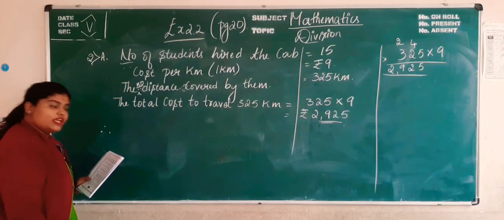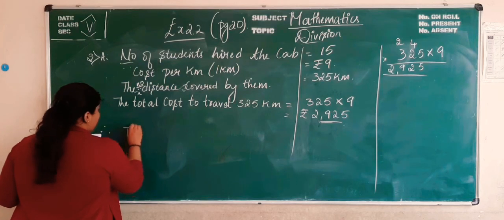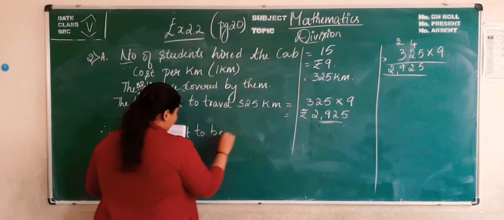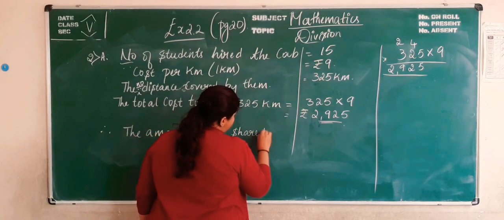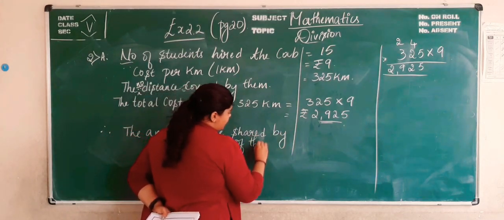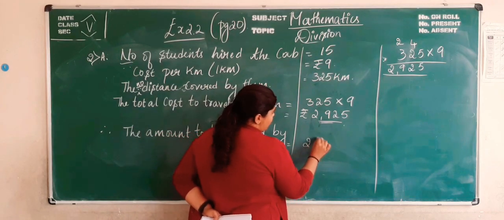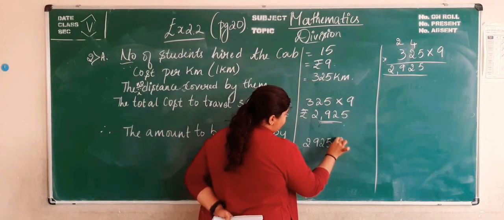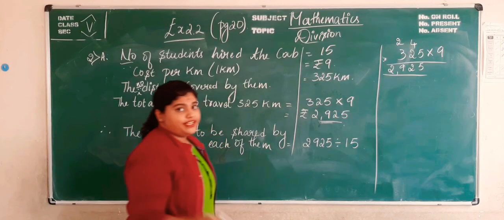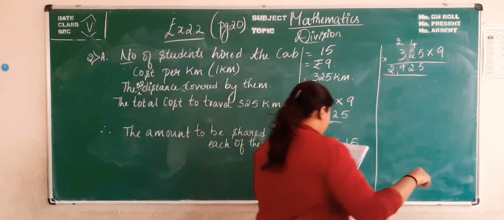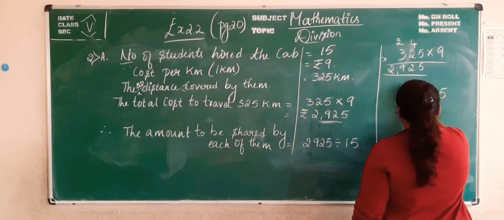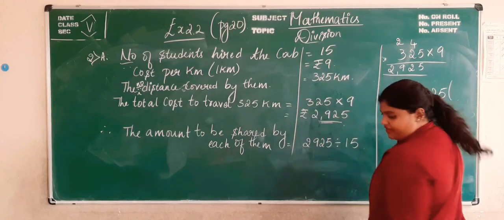So what is the last statement? Therefore, the amount to be shared by each student is equal to 2925 divided by number of students. So 15. So I will be dividing 2925 by 15. So 2925 divided by 15, right?